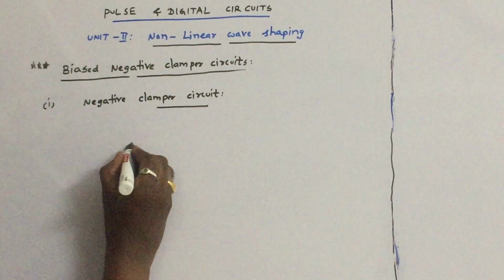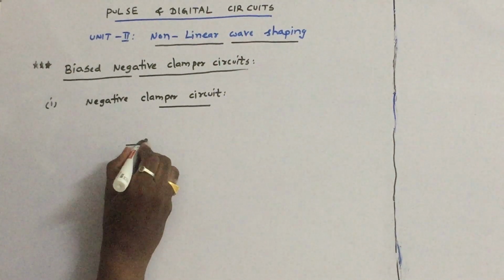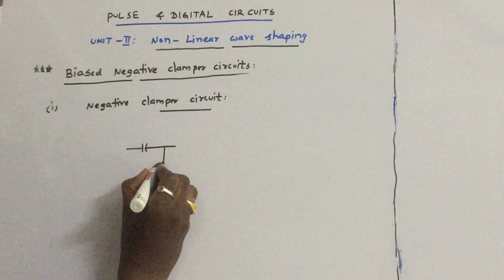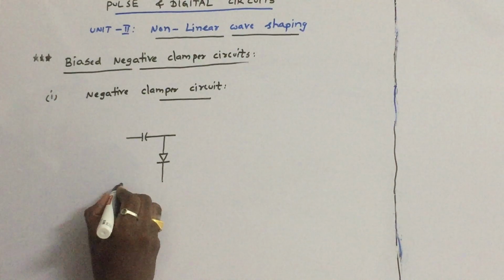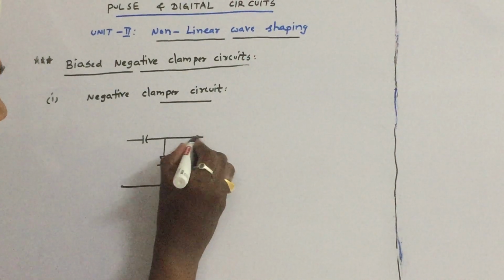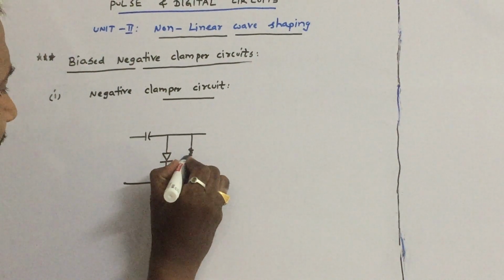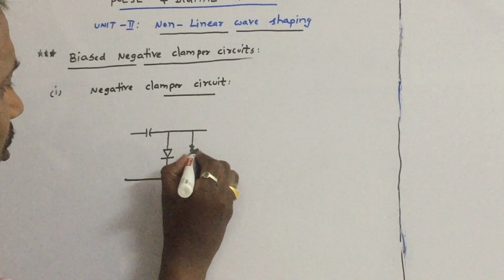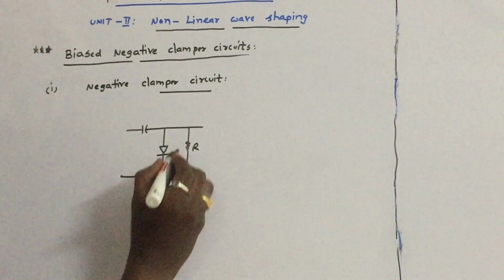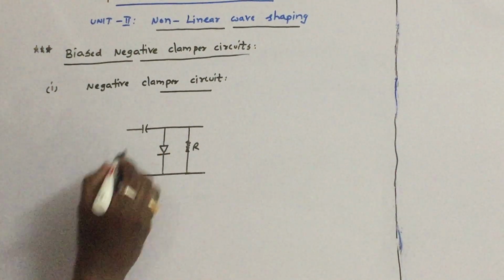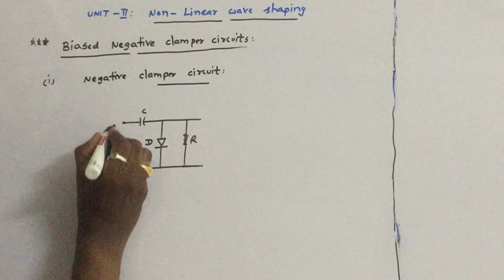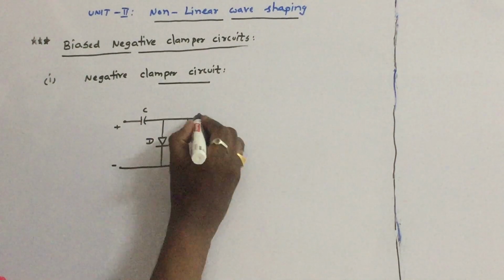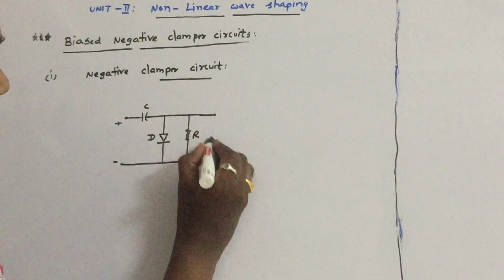What is the circuit? The circuit is very simple. It consists of only two elements, capacitor and diode. But in a practical circuit, we provide a resistor R across the diode to allow the capacitor to discharge. So this is the capacitor, this is the diode, where we apply the input here and take the output across these two terminals, V0.